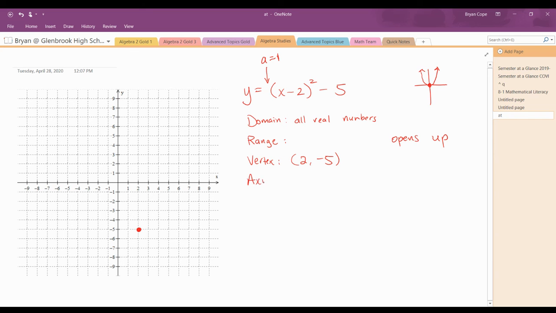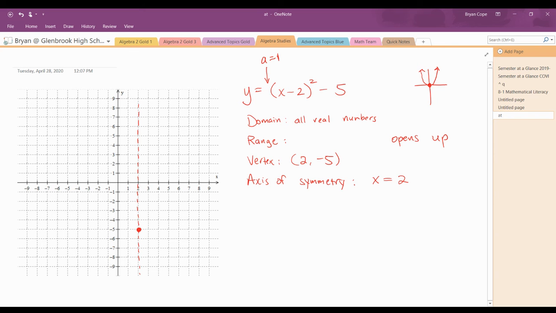Let's talk about axis of symmetry. The axis of symmetry, remember, is that vertical line that splits the parabola in half. It's always simply x equals the x coordinate of the vertex, so x equals 2. I'm going to put that in the graph now as well. So here's my axis of symmetry. So we know that whatever points we plot on one side, we're also going to plot on the other.